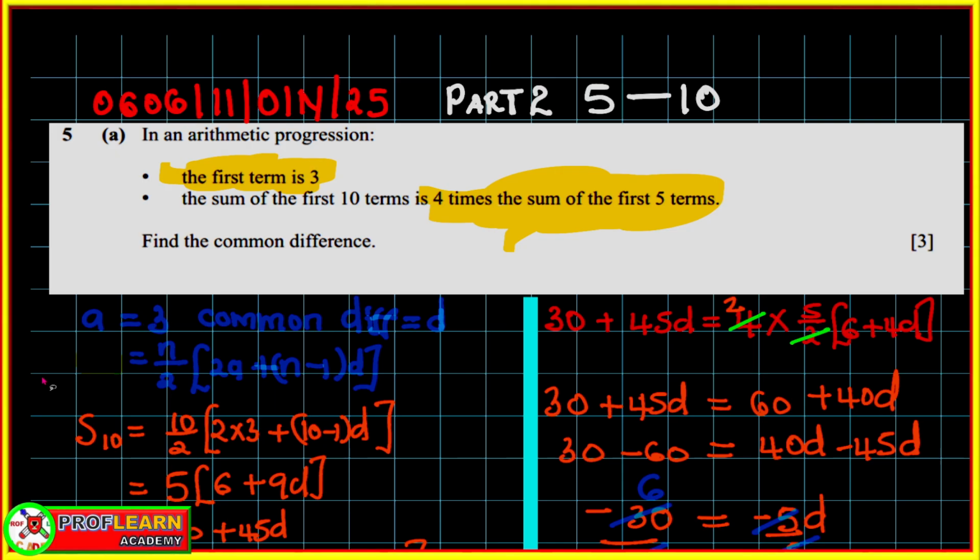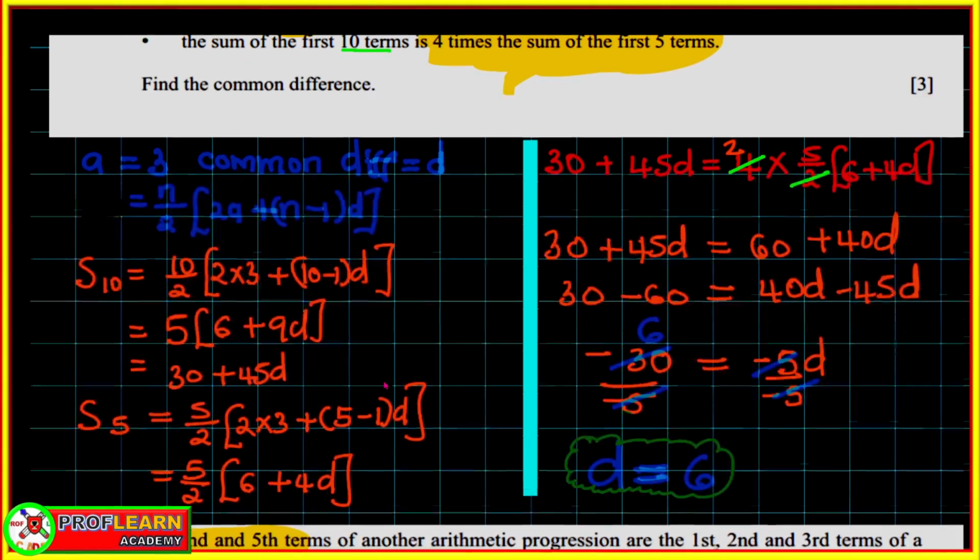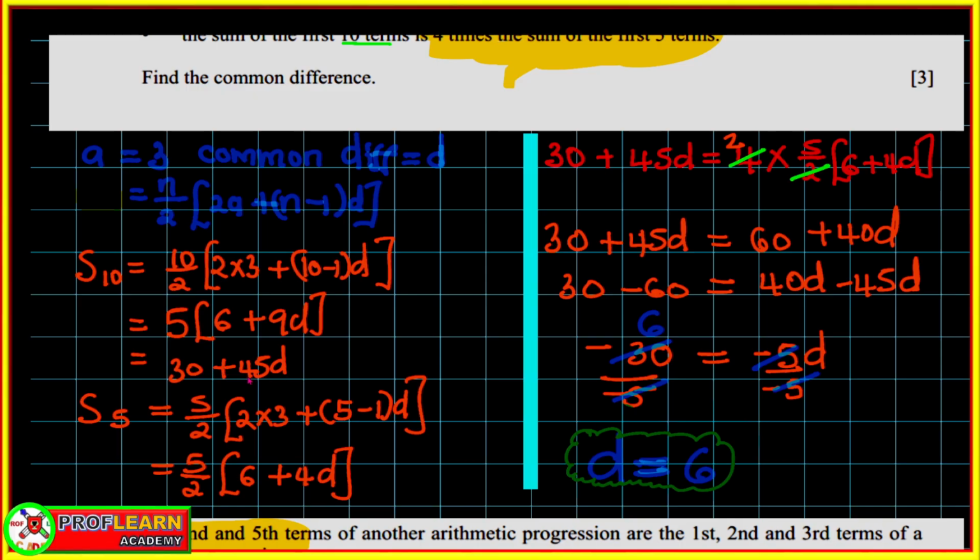Which will mean that we shall be using the sum of n terms formula in order to find the sum of the first 10 terms. The sum of the first 10 terms is going to be 10 over 2 because n is 10. So we shall say 10 over 2 into 2 times the first term, which is 3, plus 10 minus 1 into d. If you simplify that expression, you shall get 30 plus 45d. So that is the sum of the first 10 terms.